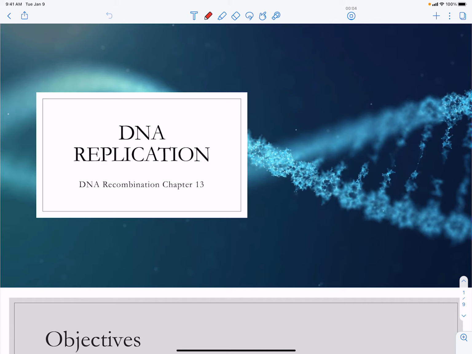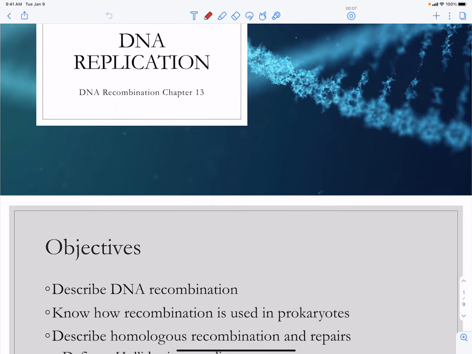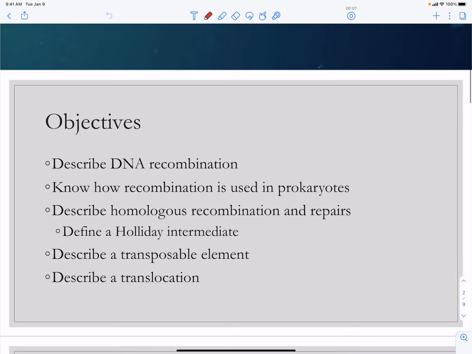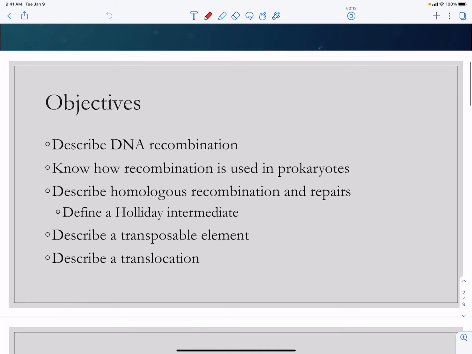Okay, so here we're going to talk about DNA recombination. And recombination is going to be important for diversity within our genomes, of course. So we're going to talk about homologous recombination, in which a Holliday intermediate forms, which basically means you have four regions coming together. We'll also talk about jumping genes, transposable elements, which are important in our prokaryotes.